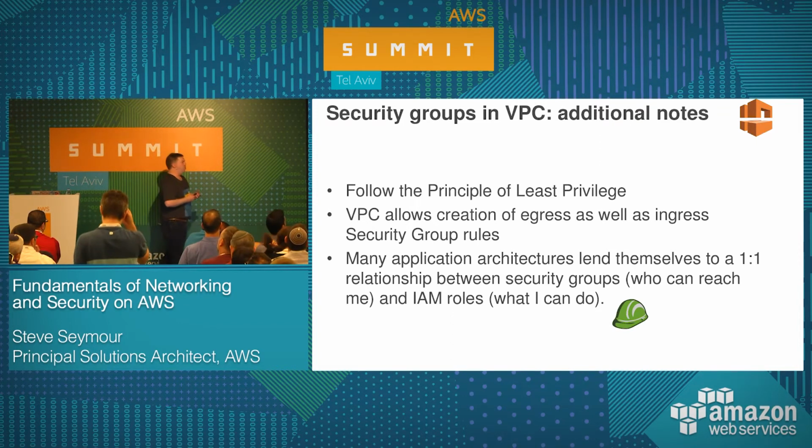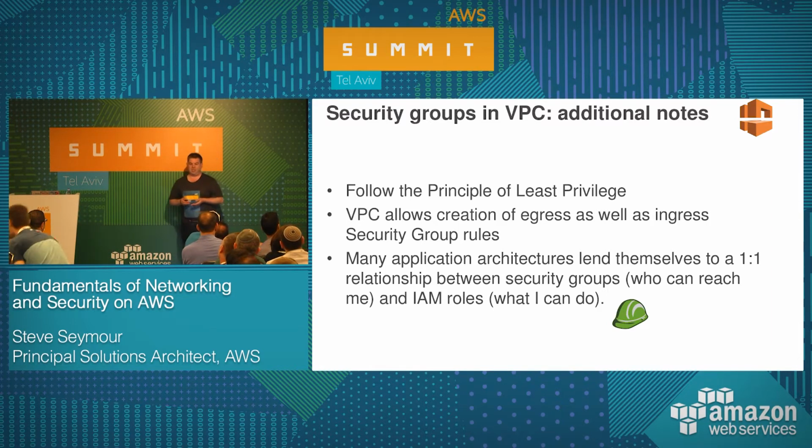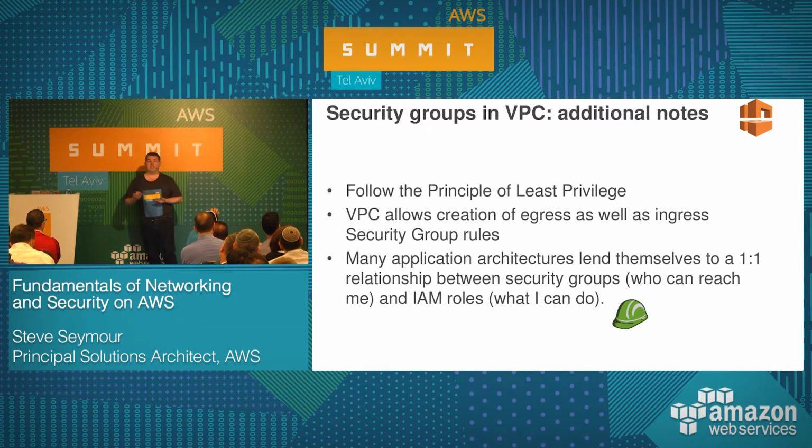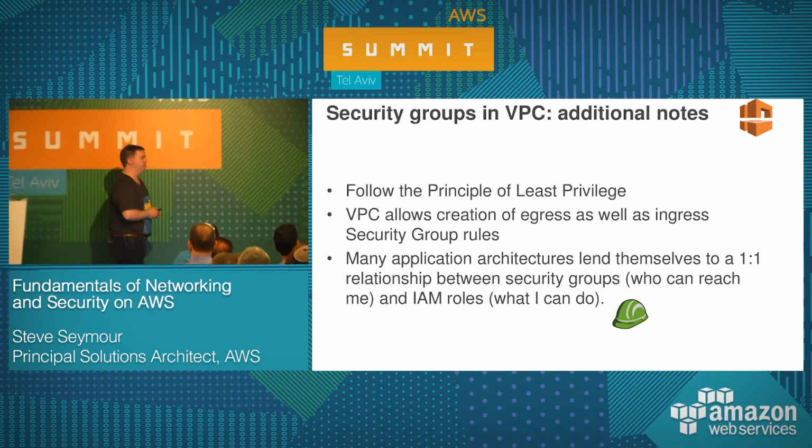And finally, you'll quite often find that the architecture of your applications map quite nicely between security groups and IAM roles. And IAM is identity and access management. So an IAM role will determine what it is that instance can do, and the security group will determine who it is that I'm allowed to talk to. So normally those two things work quite closely together.